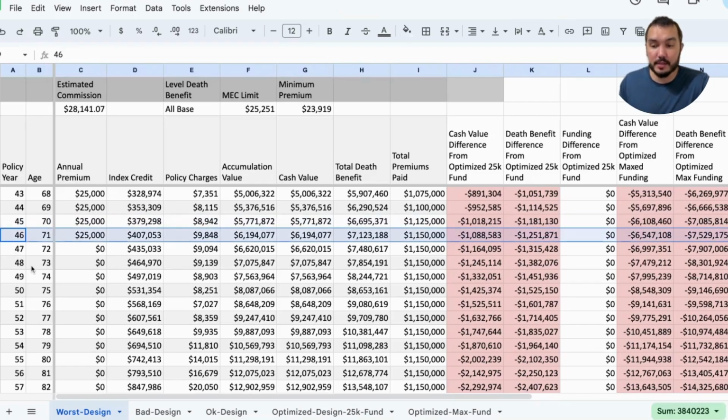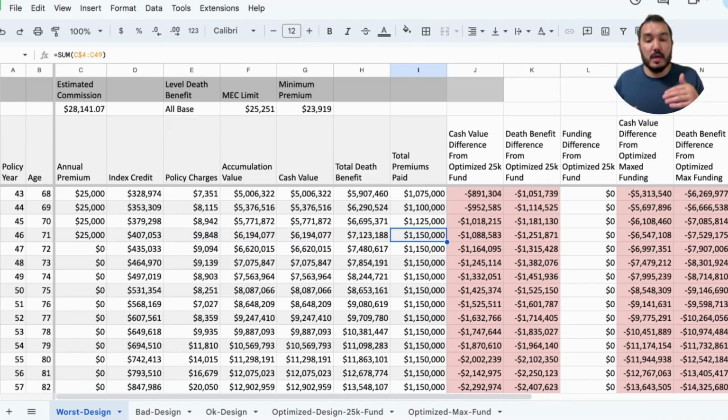Okay, so we're going to walk through a couple of things for the last look at this worst design policy. All of these should be funding to around 70, 71 years old. And at that point in this worst design policy, we're looking at having put in $1.15 million. We've got almost $6.2 million in cash value and $7.1 million in death benefit. But that's $1 million less in cash value and $1.25 million less in death benefit than the optimized funding at the same level of 25K. So that's not very good.